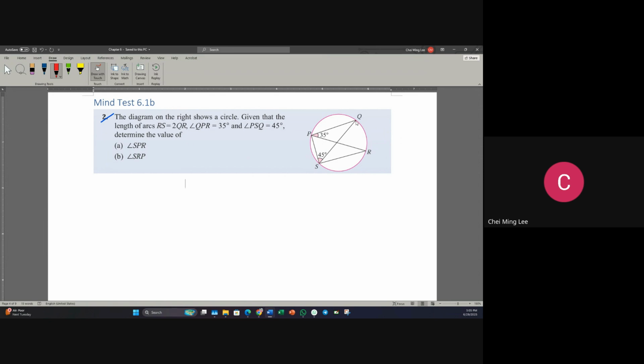So let's say I jot this down: it's 2 QR. And he gives you the angle as below. He wants you to calculate the angle of SPR. So we start with SPR first.